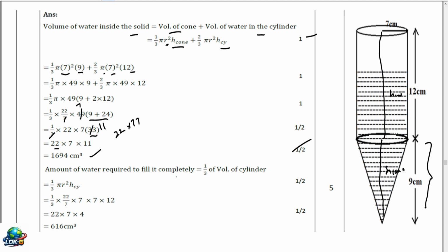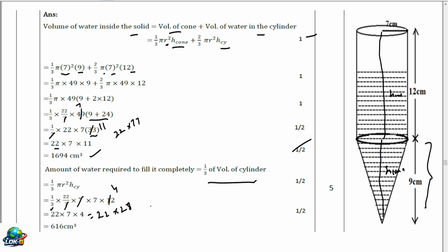Amount of water required to fill it completely, because 2/3 is already filled and 1/3 of the volume of the cylinder is remaining. Therefore, this will be 1/3 of the volume of the cylinder, that is pi r square h of the cylinder. 1 by 3 pi, 22 by 7, r square 7 into 7. You can cancel 7 and 7. Then 3 ones are 3, 4s are. You will get 22 into 22 into 28.